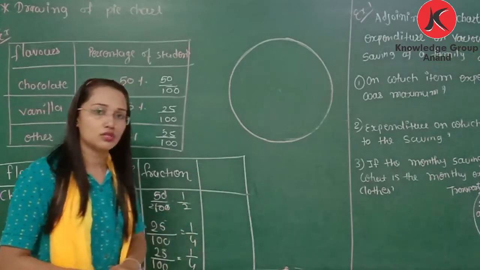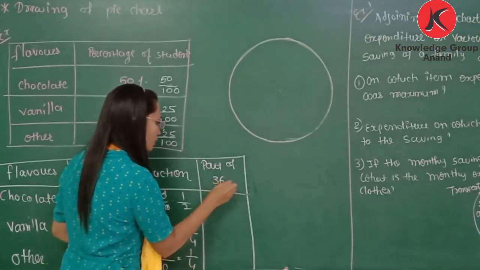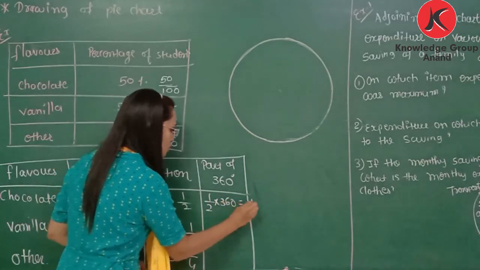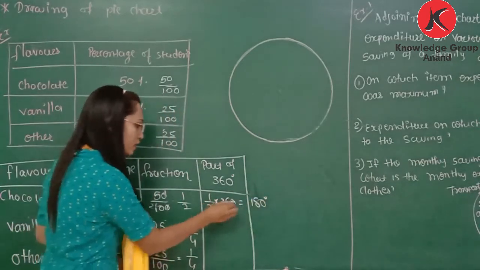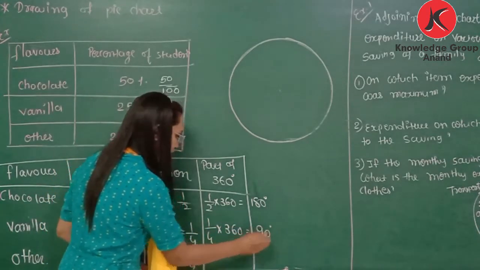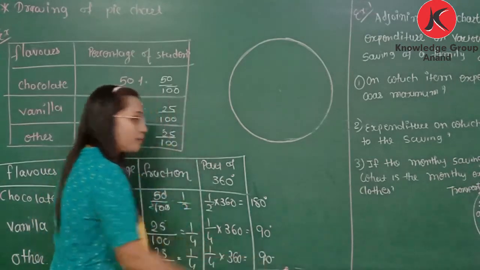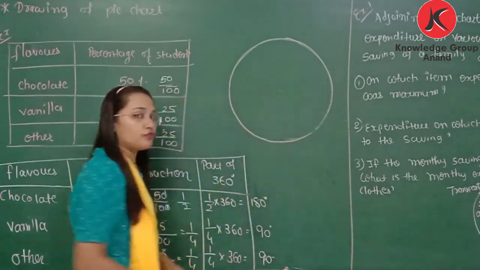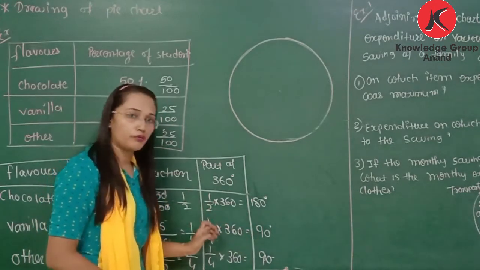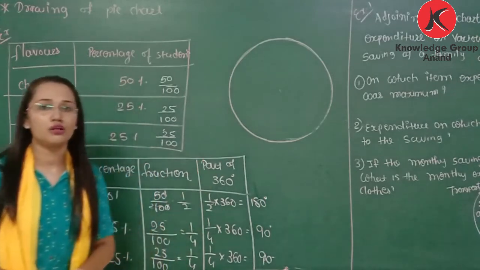So how can we divide 360? Part of 360, or you can write fraction of 360. So 1 by 2 of 360, that is what? 180. You can cut the common factor. 1/4 of 360, that is 90 degrees, and 1/4 of 360, that is 90 degrees. Means from this 360 we need to represent 180 degrees for chocolate flavor, 90 degrees for vanilla flavor, and 90 degrees for other flavors.